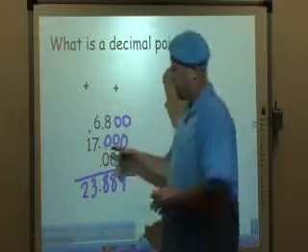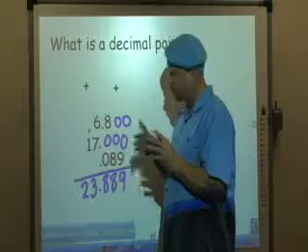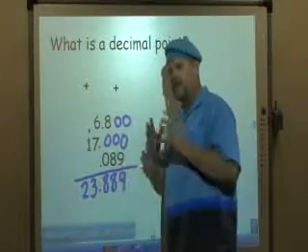Line up the decimal. If you have a whole number, and they will give you a whole number on the test to make sure you know where the decimal is, remember, if you can't find it, you put it behind it.